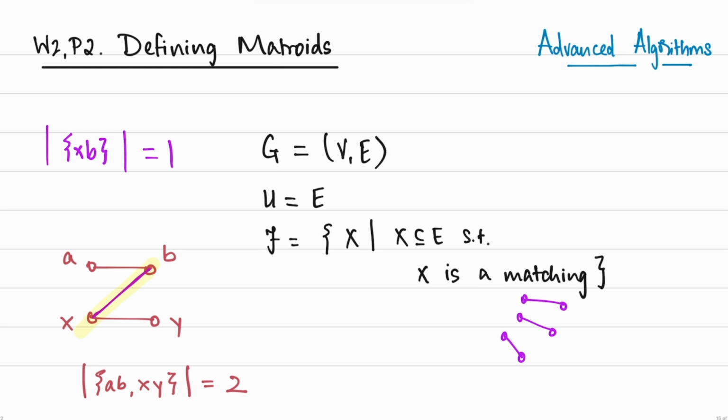Okay, so now that we've seen the definitions, some examples, and some non-examples of matroids, we are now ready to get back to a greedy algorithm and show that it actually works. And that's going to be the next part. I'll see you then.